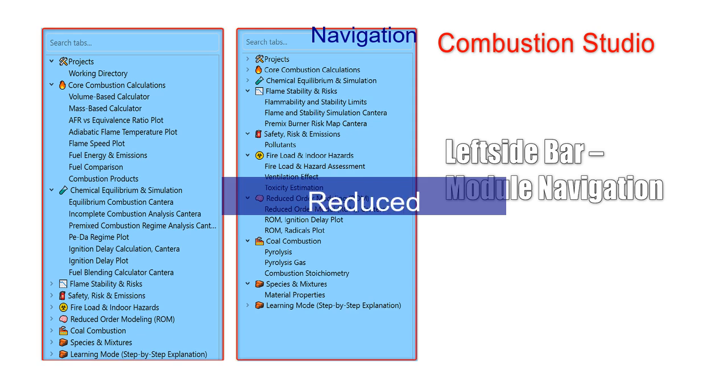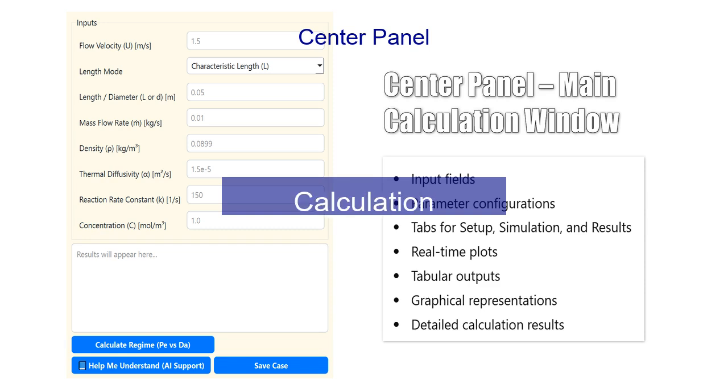estimation, reduced order model ROM, Cantera ROM ignition delay plot, ROM radicals plot, pyrolysis gas combustion stoichiometry, material properties explanation, learning output. Center panel: main calculation window.